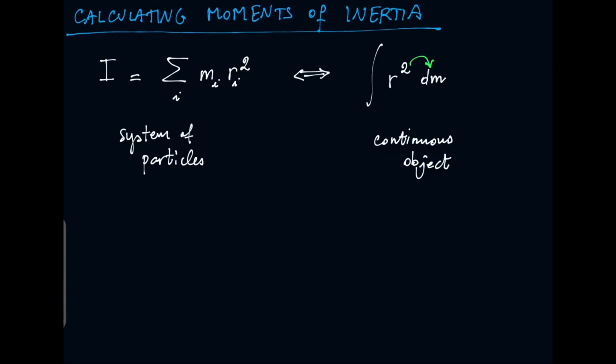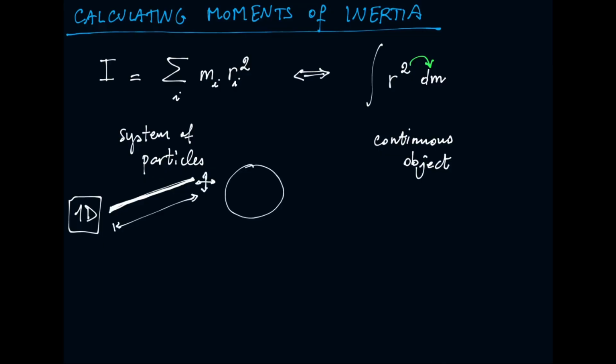Something that helps a lot is when we consider cases where the object is basically a one-dimensional object. Examples are a thin straw, or rather a thin stick, like a drumstick or a spaghetti, where the thickness in these two dimensions is completely negligible compared to the length. A hula hoop, or a ring, is the same thing.